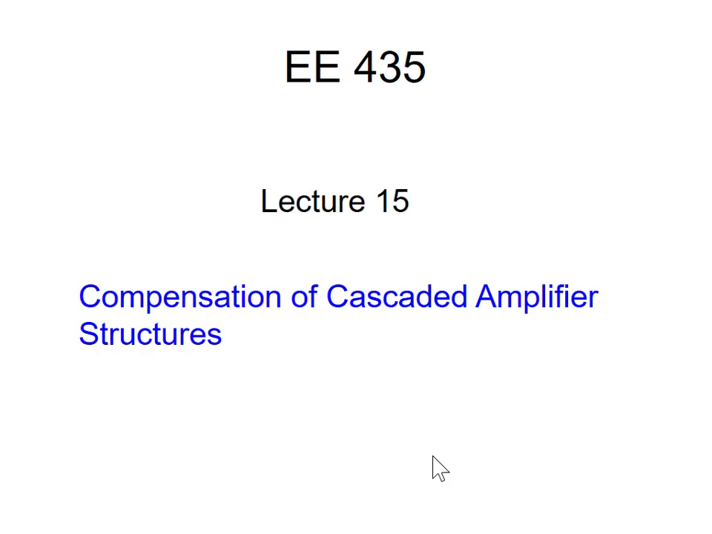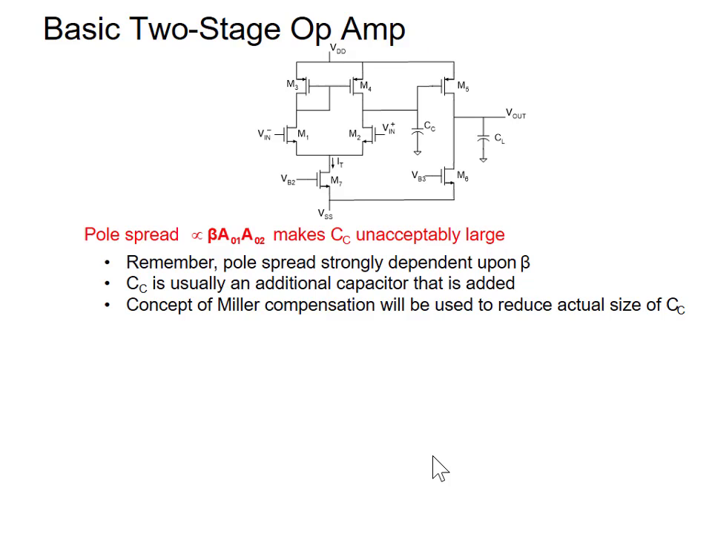So I'd like to continue our discussion of compensation in this third lecture. We observed that the pole spread requirement makes the compensation capacitor requirements too large. So what we're going to do is look at the concept of Miller compensation in an attempt to reduce the size of that capacitor.